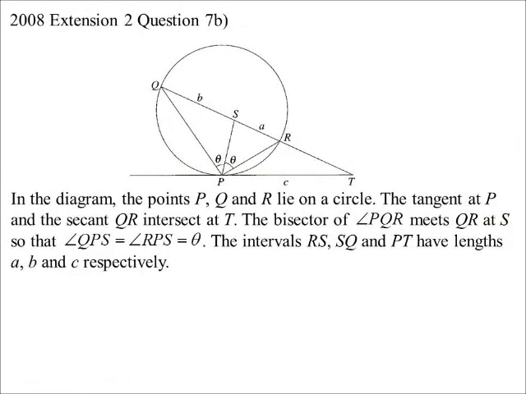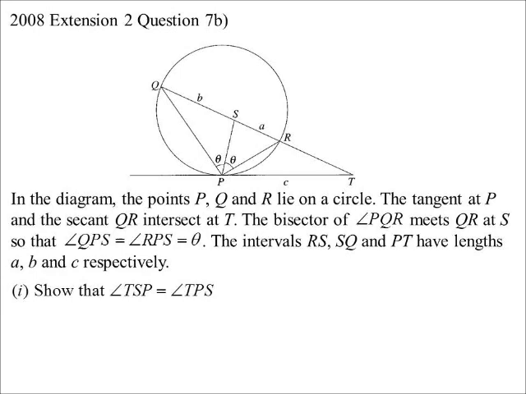Okay, let's do one a little bit more recent. 2008. Even that's 10 years ago now, but it's a nice question. So in our diagram here, we've got P, Q and R lying on a circle. Tangent at P and the secant QR, they intersect at T. Bisector of PQR meets QR at S, and those angles are equal, QPS and RPS. The intervals RS and SQ and PT they've labelled on the diagram for us as A, B and C. So they've set up the actual problem.